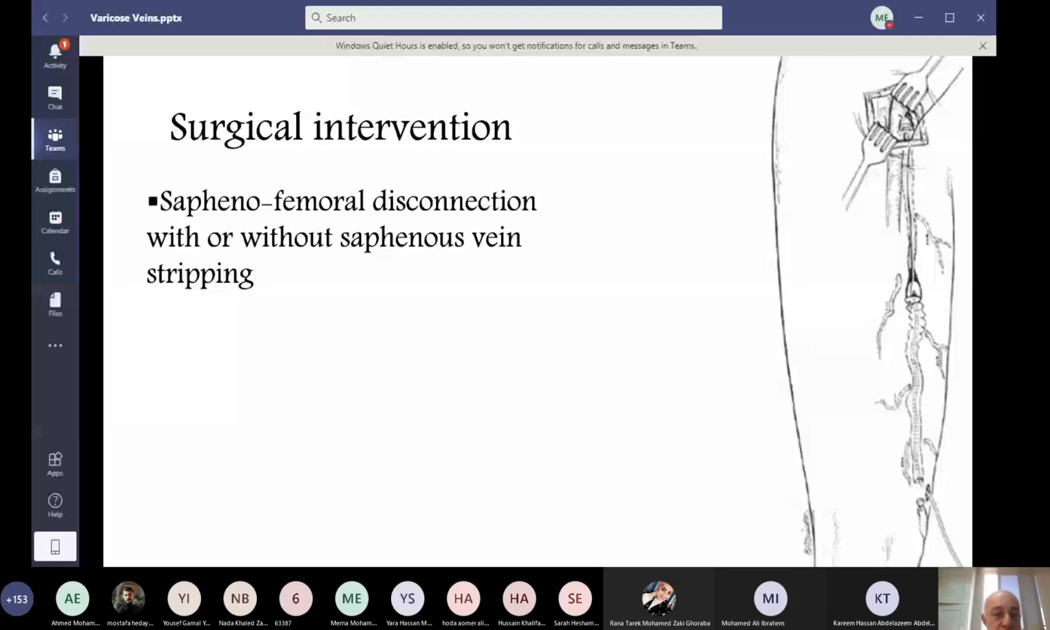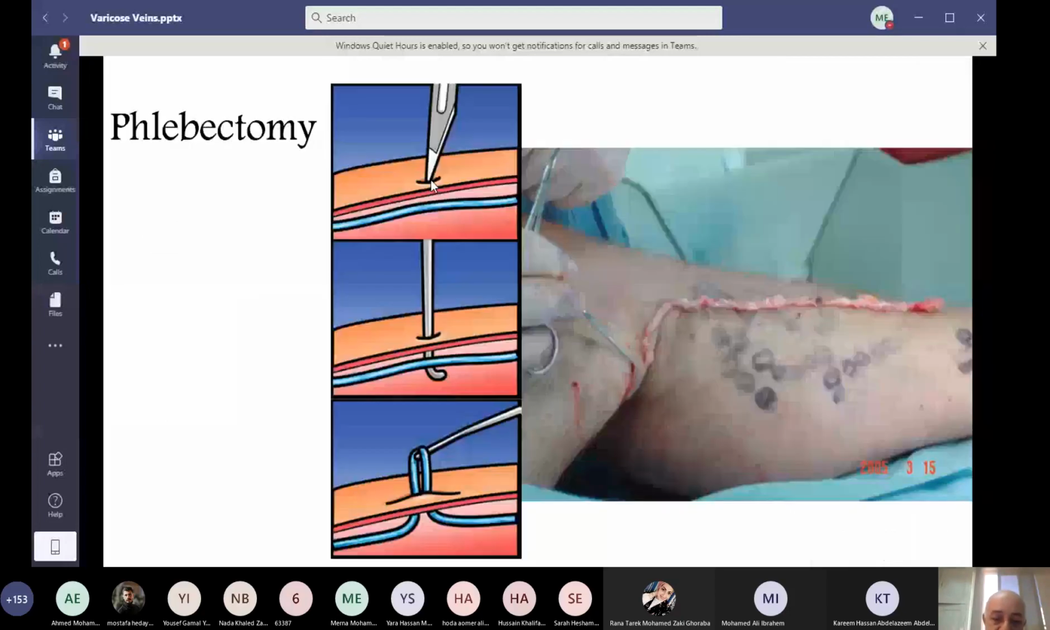This could also be supported by phlebectomy. Here is how phlebectomy is performed. A stab incision, 2 or maximally 3 millimeters, is made. A hook is introduced, the vein is hooked and pulled out through this incision, and then the incision is stitched, usually with a single stitch.